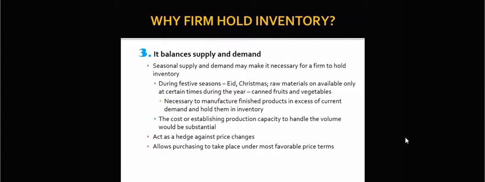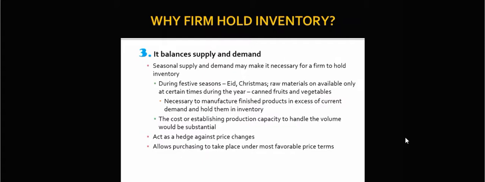Raw materials available only at certain times during the year. Right. So jadi barang-barang mentah ni kadang-kadang hanya terdapat pada masa-masa tertentu sahaja. Alright. Dalam kes ni kita bagi contoh canned fruits and vegetables. Barang-barang yang dalam makanan-makanan dalam tin ni ada hanya dalam keadaan tertentu. So perlulah syarikat mempunyai inventory. Okay. Necessary to manufacture finished products in excess of current demand and hold them in inventory. Penting untuk kita hasilkan barang-barang keperluan ni tadi dalam lebihan supaya kita boleh simpan dia dalam inventory.